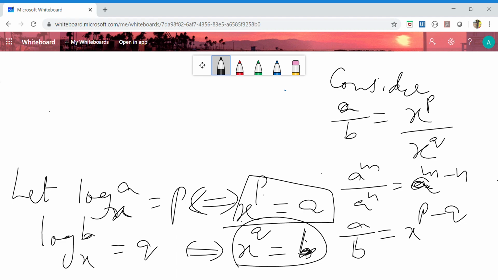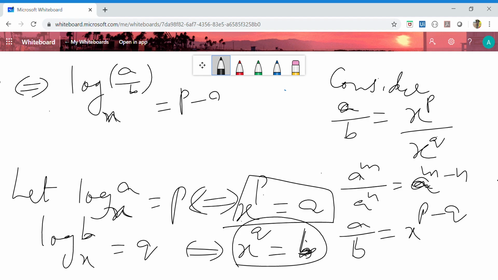So this is the exponential form now. x is the base, p minus q is the power, a by b is the answer. So how can you write the logarithmic form of it? Log a by b to the base x is equal to p minus q.